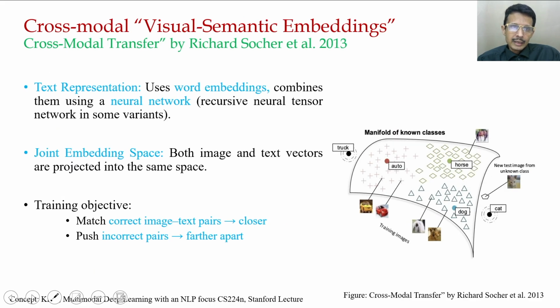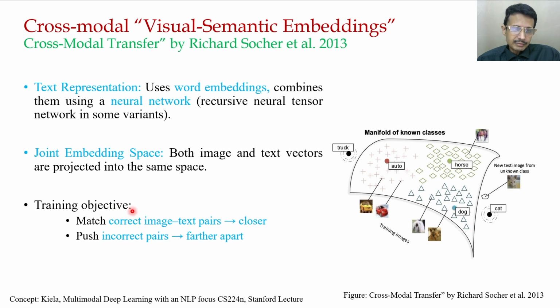Now, what is the text representation? They use word embeddings and combine them with a neural network. Yes, they use the recursive neural tensor network in some areas, whatever the neural network, they have used it. So there are two embeddings, one is the image embedding and the other is the word embedding. In this joint embedding space, both image and text vectors are projected into the same space. That is the main novelty. That was not done before.